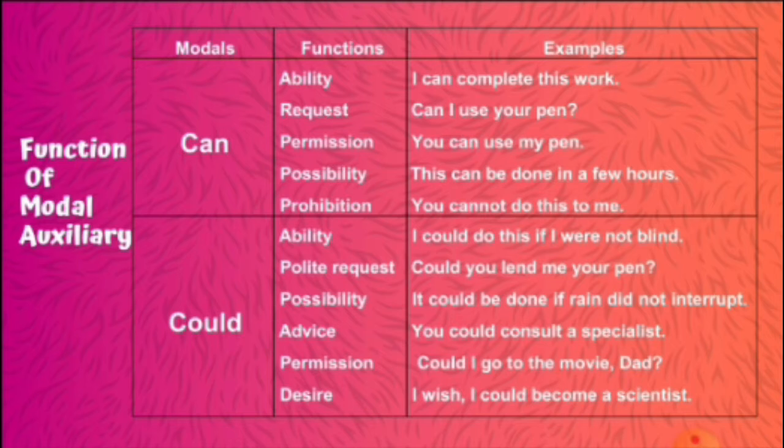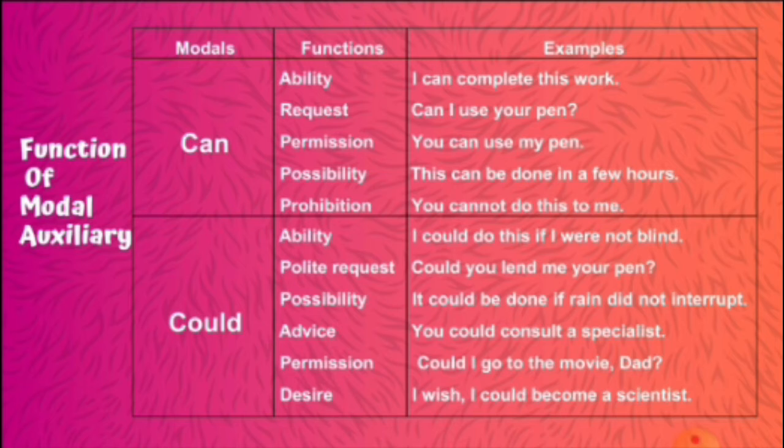Now the next one is request. How can we make a request using can? Can I use your pen? In this way you can construct a sentence using can. Then for permission we can use a sentence like, you can use my pen. So these are some sentences which we use with the modal auxiliary can.